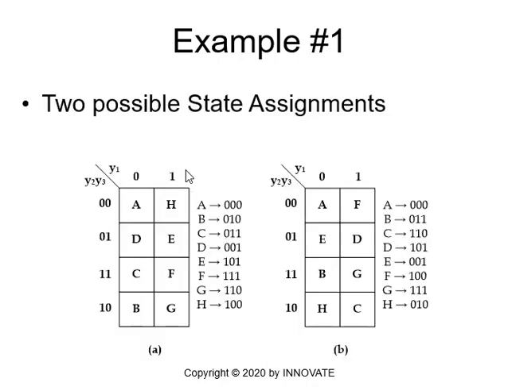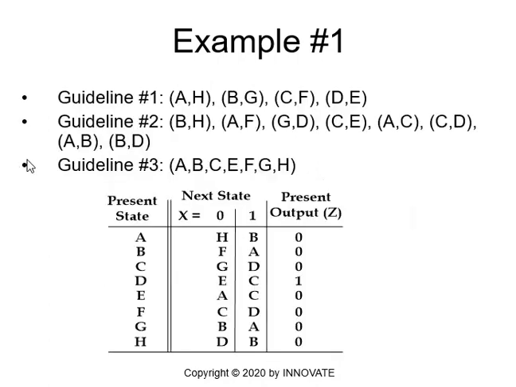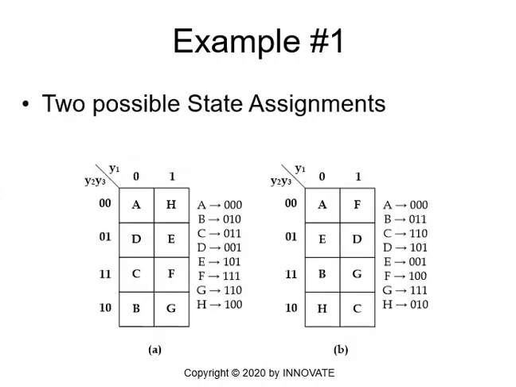We go to the K-map. We have the flip-flops, let's call them Y1, Y2, and Y3. Always we put A in the all-0 state, the minterm M0, so we put A here. Now, the first adjacency I would like to establish from the guideline is A and H, so I put H here.